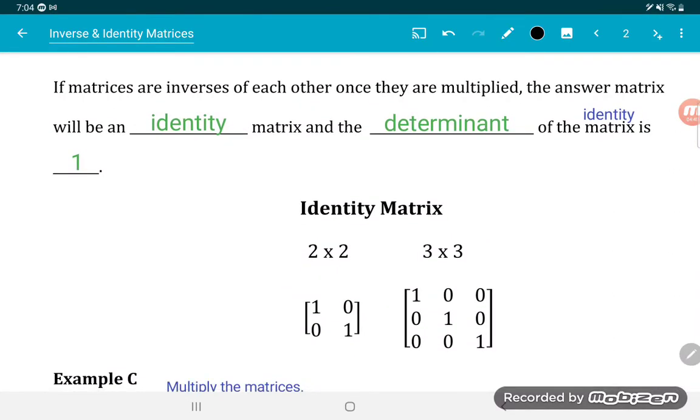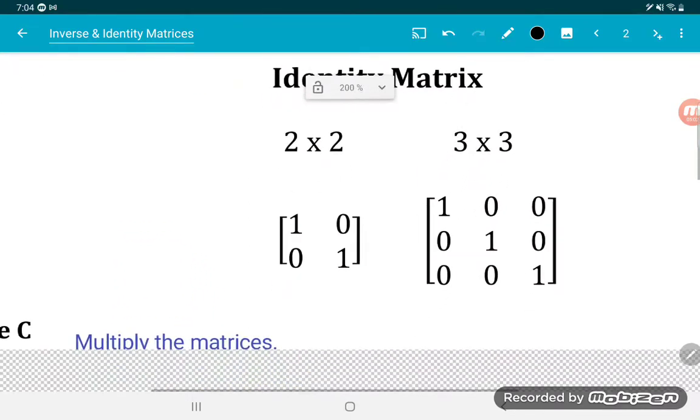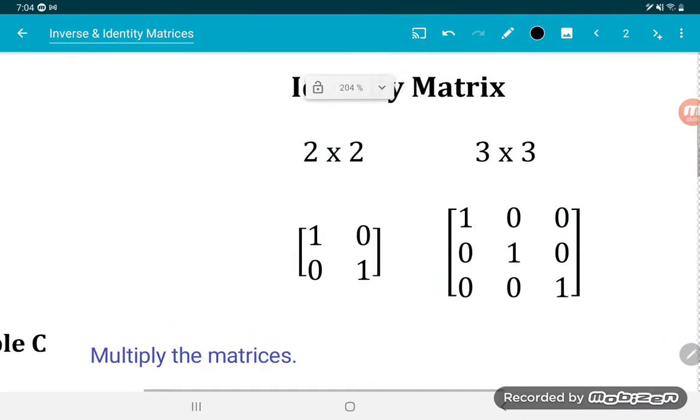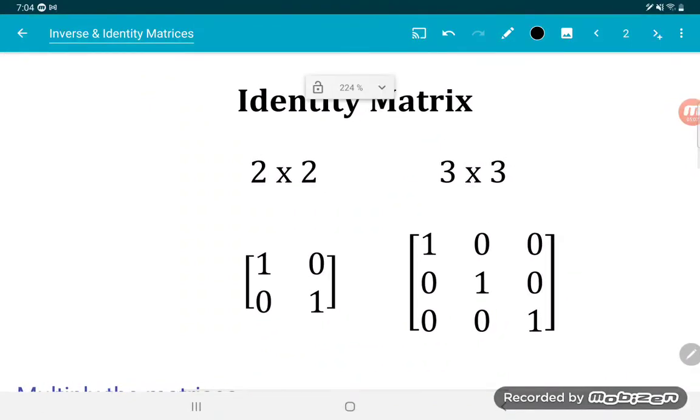If matrices are inverses of each other, once they are multiplied, the answer matrix will be an identity matrix, and the determinant of the identity matrix is 1. Right here, I have two identity matrices. The identity matrix for a 2 by 2 is 1, 0, 0, 1. The identity matrix for a 3 by 3 is 1, 0, 0, 0, 1, 0, 0, 0, 1.